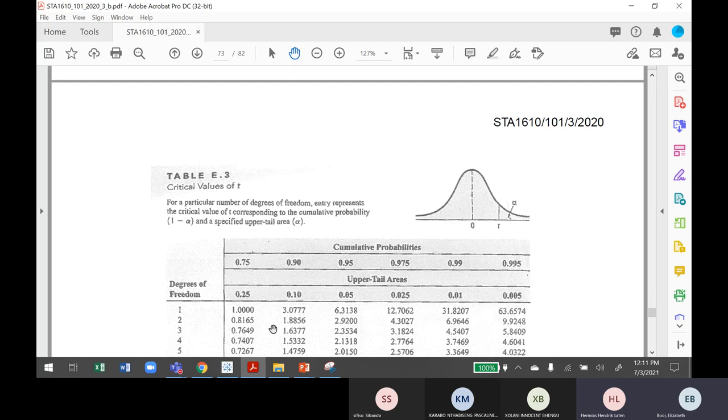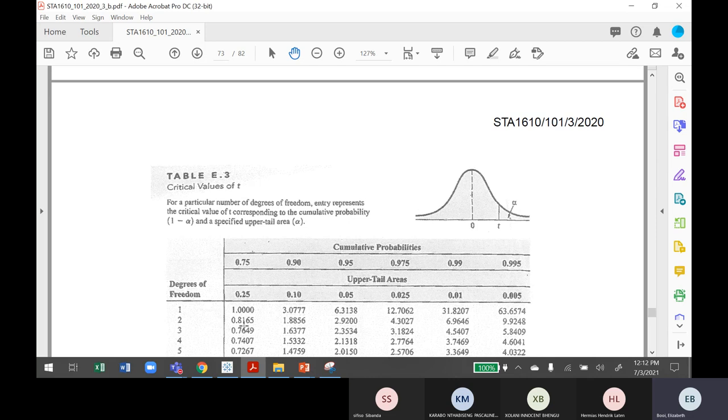Yeah, they would have rounded it off. Mine also starts at 0.10 and not 0.25 at the top. It starts at 0.10, and you don't have 0.25. It's fine. Don't worry about that.